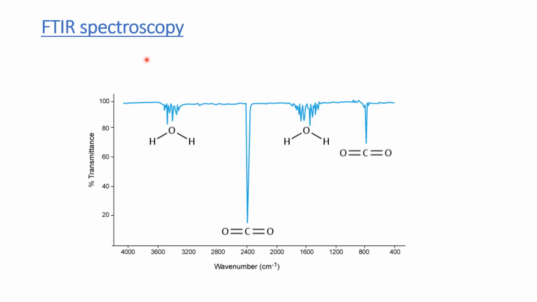So if we look into the FTIR spectroscopy, here we have the water molecule and the carbon dioxide molecule. The water molecule has vibrational energy at different energy states. The carbon dioxide has vibrational energy at different energy states, and so on. Now you see that we don't have a single vibrational mode for water and carbon dioxide, but we have multiple modes of vibration, because water and carbon dioxide have multiple vibrational modes.